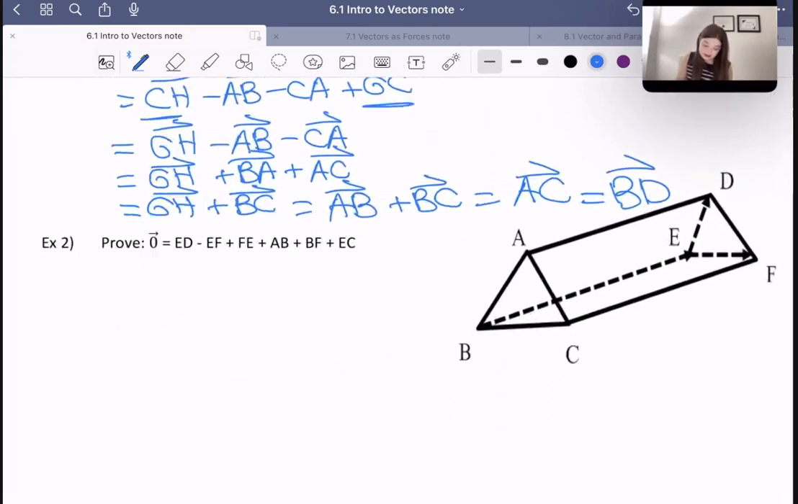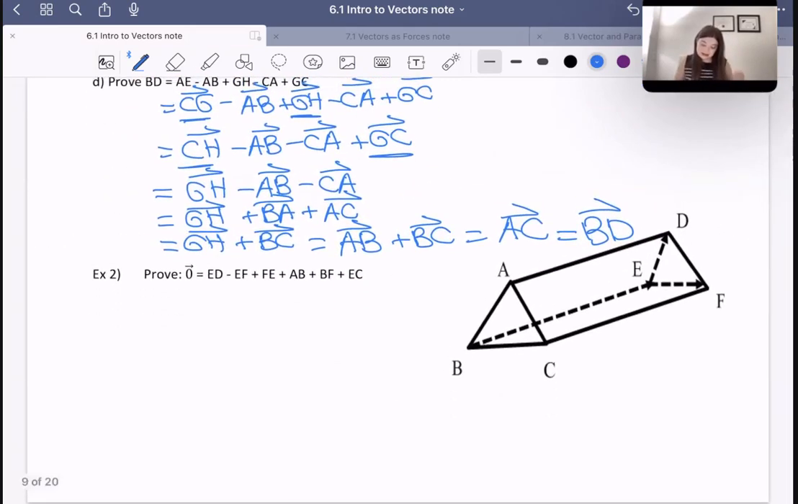Let's talk about this one. Let's prove that ED minus EF plus FE plus AB plus BF plus EC is equal to the zero vector. Okay, so how are we going to do that? First of all, let's see if we have anything that could kind of combine us a little bit.